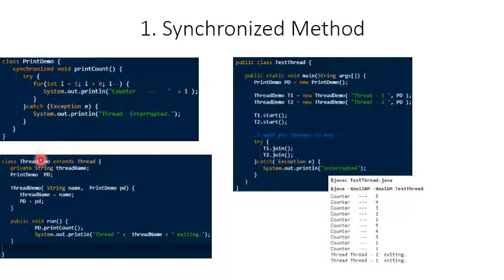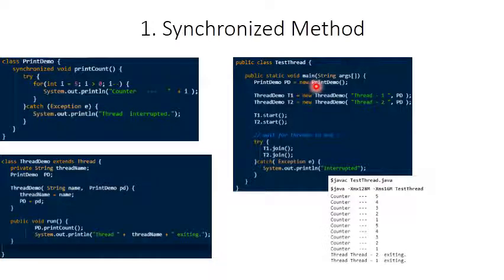So when this constructor is executed, we are calling this constructor, we are passing the name and we are passing the object. Now this PD is actually the object of class PrintDemo. Similarly, for creating T2 also, we will be calling the same constructor. We will be passing the thread name as well as the object. Then see what happens. T1.start. So we are actually starting the thread T1.